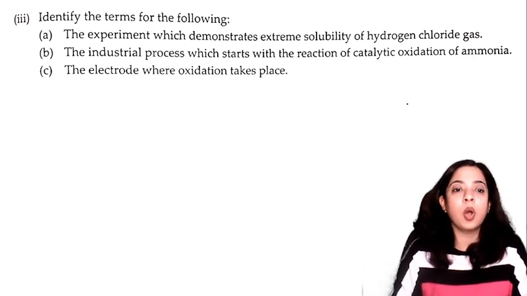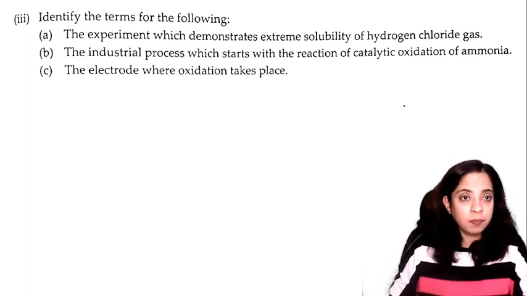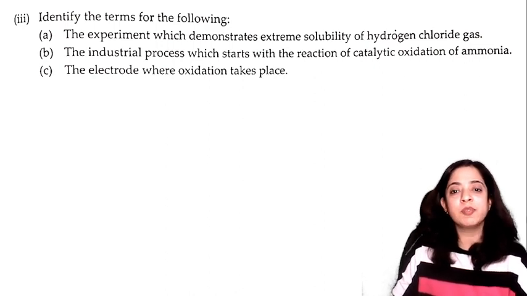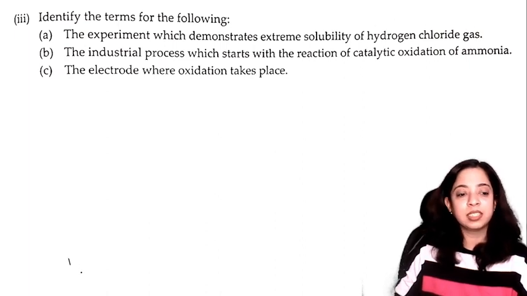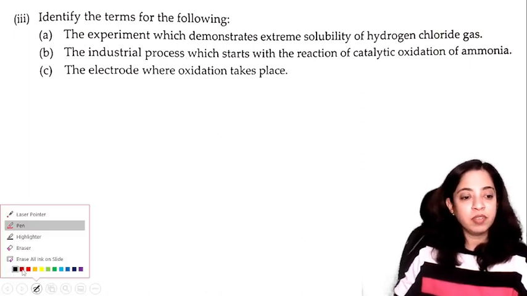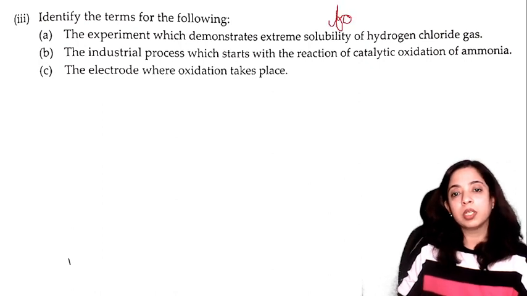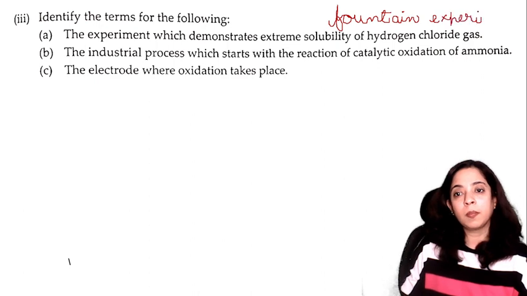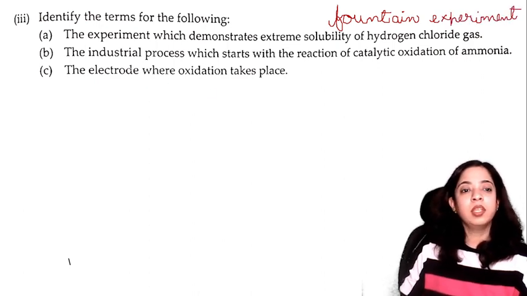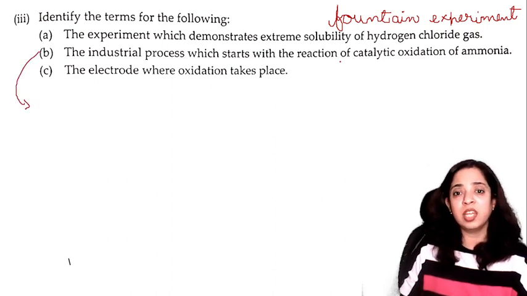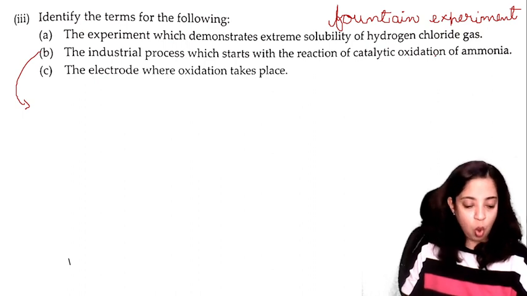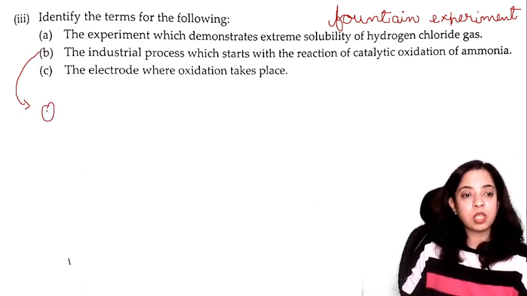Now, identify the terms for the following. The experiment which demonstrates extreme solubility of hydrogen chloride gas. Which experiment is it? Just now we have done, children. Fountain experiment. Next, the industrial process, I am writing B. The industrial process which starts with the catalytic oxidation of ammonia. So the answer is Ostwald's process.